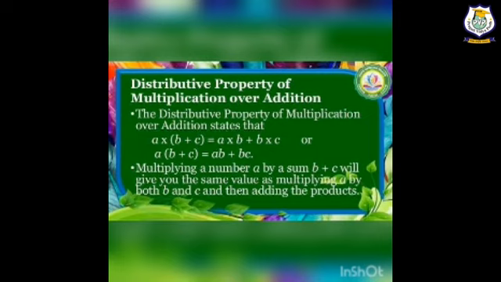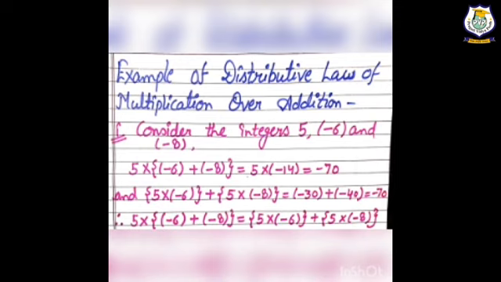If A, B and C are three integers, then A into inside bracket B plus C equals A into B plus A into C. This is the distributive property over addition. Example of distributive law of multiplication over addition. Here we will consider three integers like 5, minus 6 and minus 8.